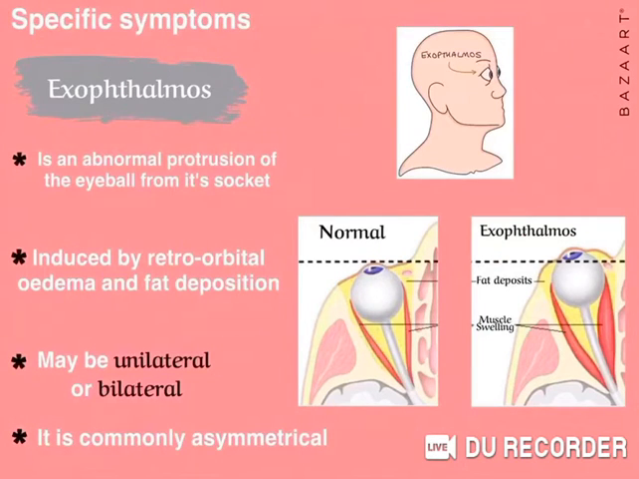We have two: exophthalmos and peritibial myxedema. Exophthalmos is an abnormal protrusion of the eyeball from its socket, induced by retroorbital edema and fat deposition, as we see in the picture. It may be unilateral or bilateral. It is commonly asymmetrical.